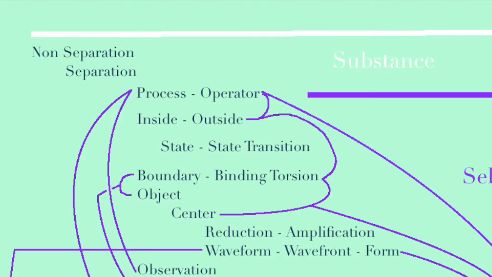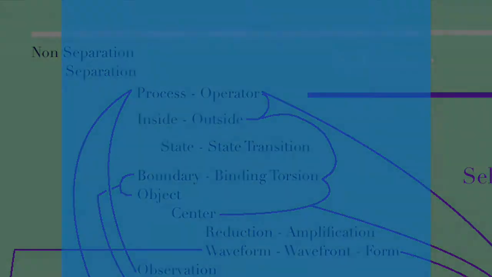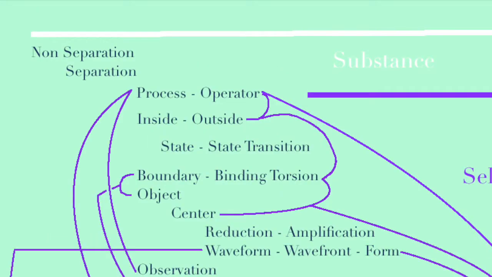The second level on which matter is distinguished is self-interaction. A process is a change. An operator is a change agent. The inside-outside dichotomy is an operator-prescribed binary decomposition. The state is the system under consideration pre-process. A state transition is the process of changing the initial state into the next.